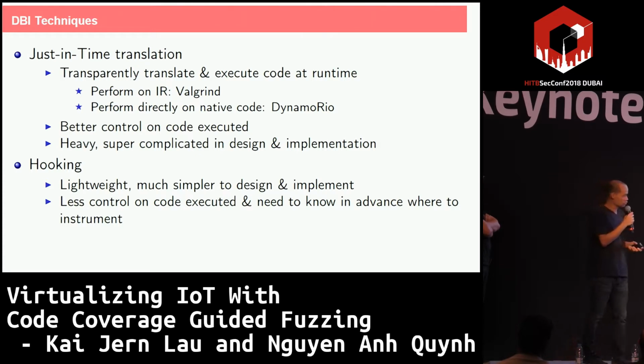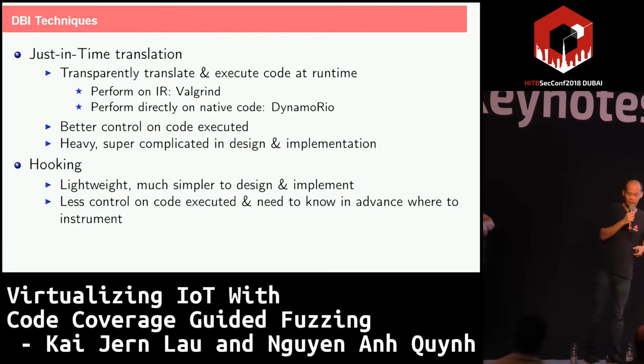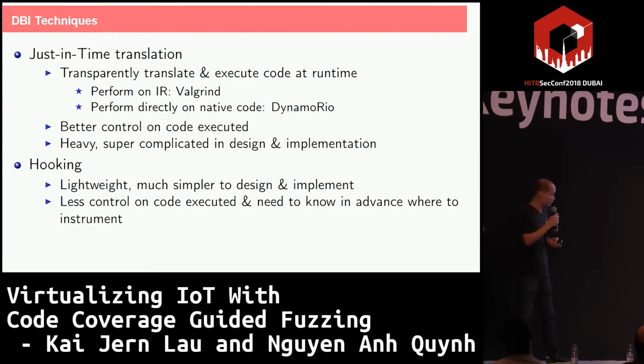So we decided that we do not want to do JIT, but use our own technique, which is based on hooking. Hooking is another kind of DBI, but it's much simpler to design and implement. The downside is that the hooking technique gives you less control over the code executed, because you need to know in advance where to instrument the program.